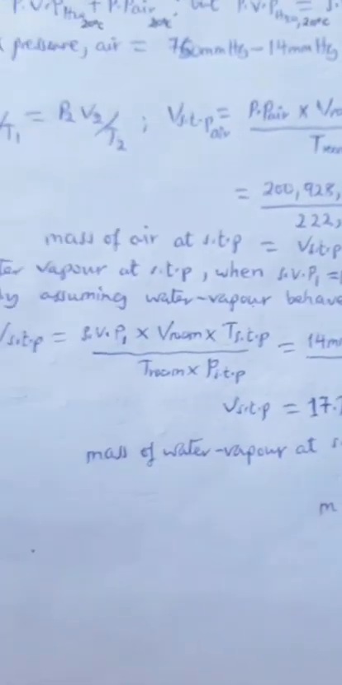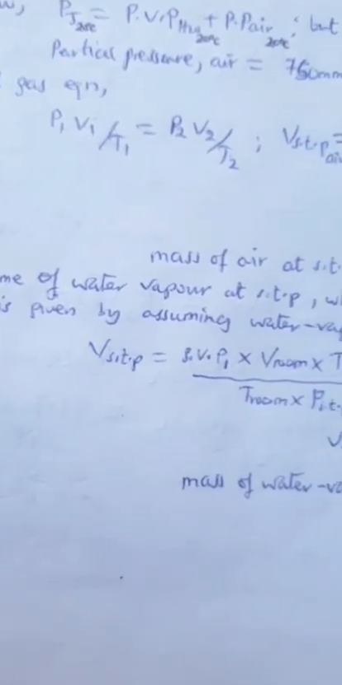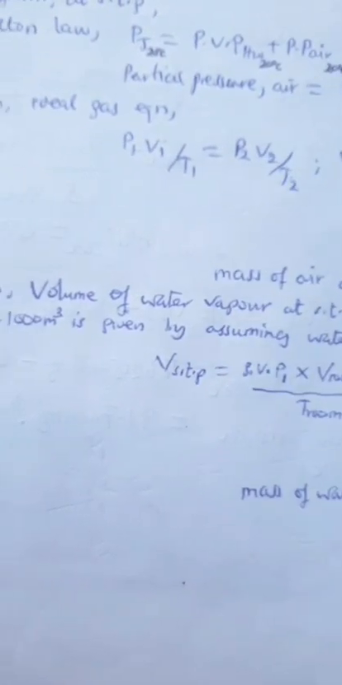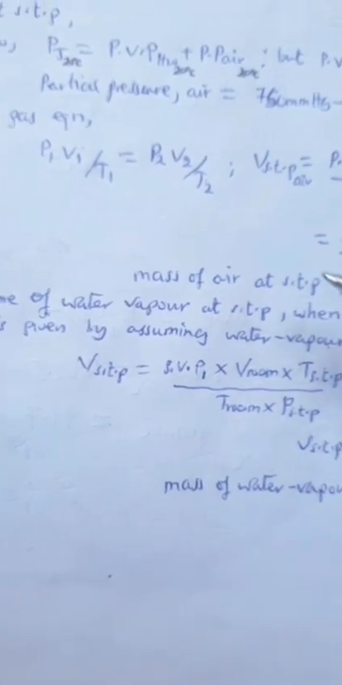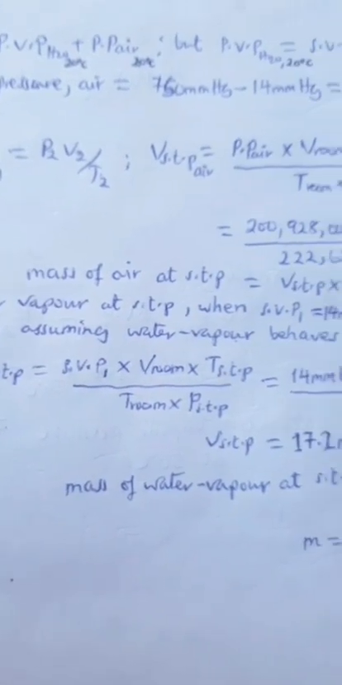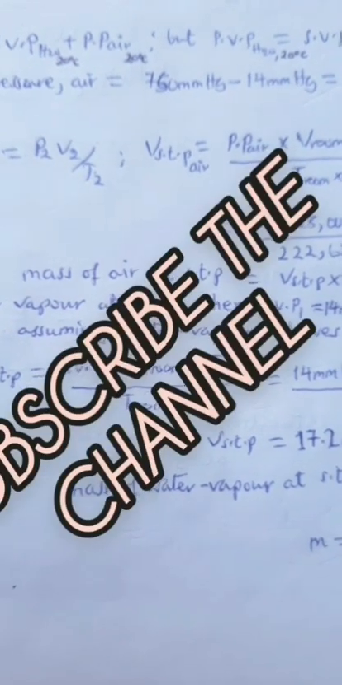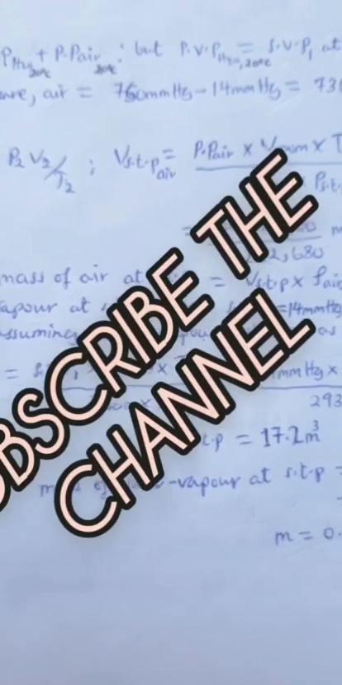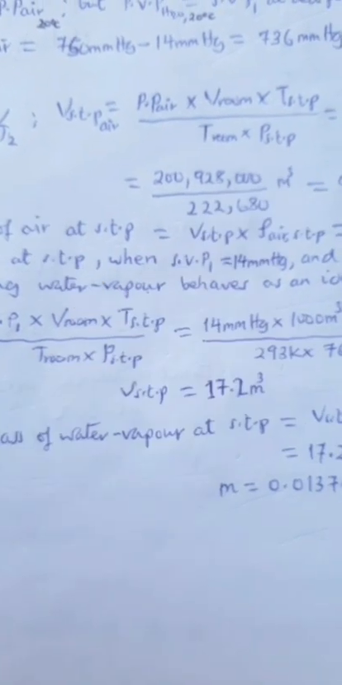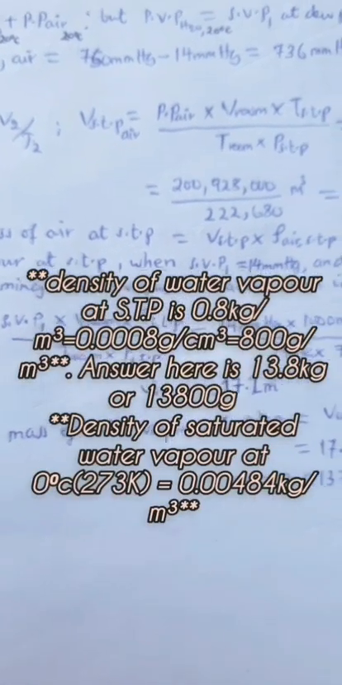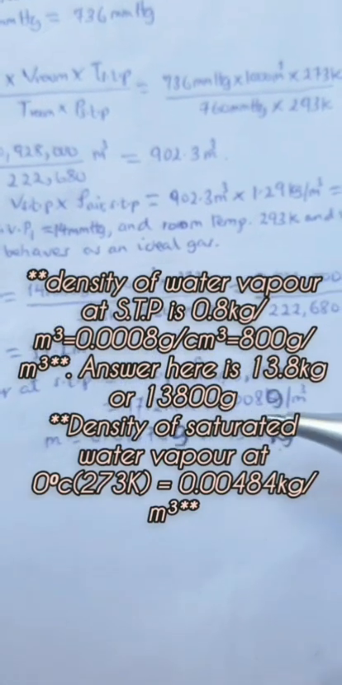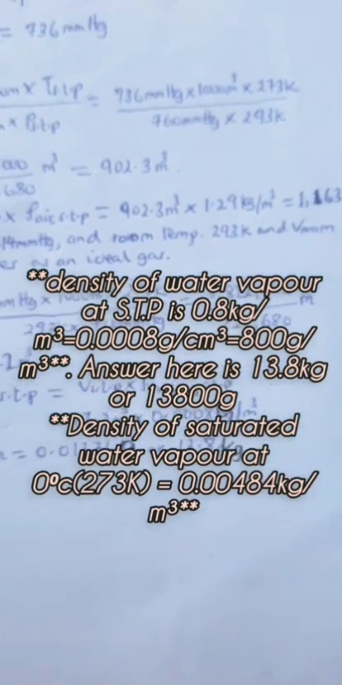That is equal to 1163.9 kilogram. Now we have to find also the mass of water vapor at S.T.P conditions. Now also we'll find the volume at S.T.P when we are given the volume of the room, the temperature of the room, and the saturation vapor pressure of the moist air of the room. Now the volume at S.T.P is equal to 17.2 meter cubed, and our mass of water vapor at S.T.P is equal to 0.1376 gram or 13.8 kilogram.